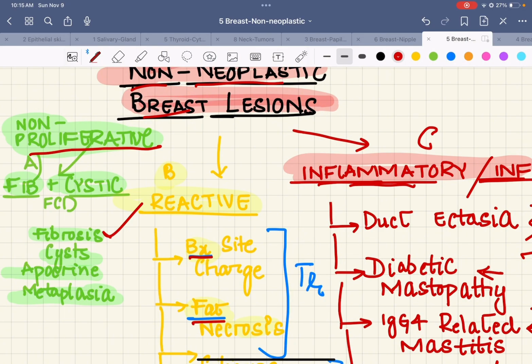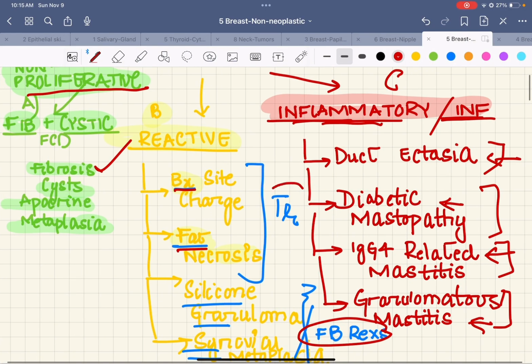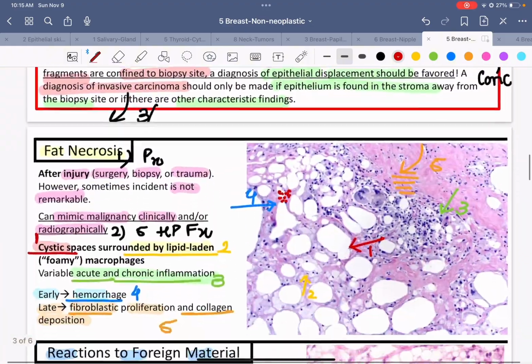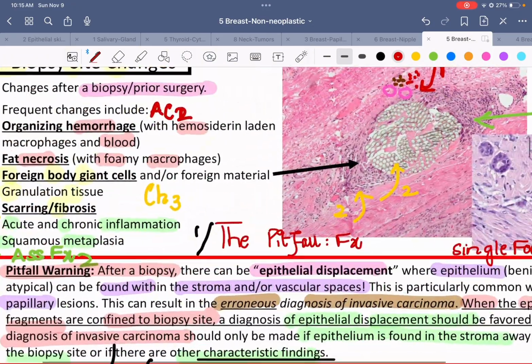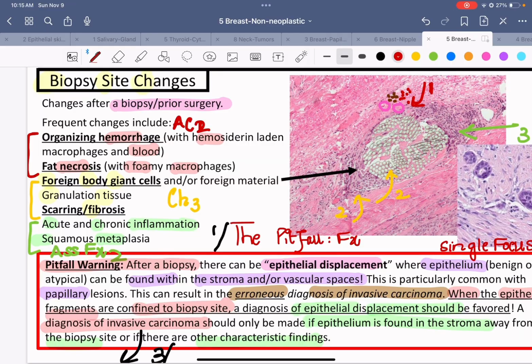Now let's move on to our category B, which are the reactive lesions. In category B, the first two lesions are related to trauma: the biopsy site change, which is sharp trauma, and fat necrosis, which is blunt trauma. The biopsy site change often occurs after a biopsy or prior surgery, makes sense. And then what are the changes that you will find? I have divided those changes into 2 acute changes, 3 chronic changes, and 2 associated findings, right?